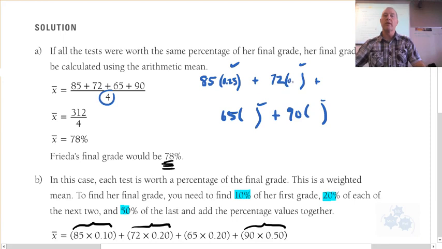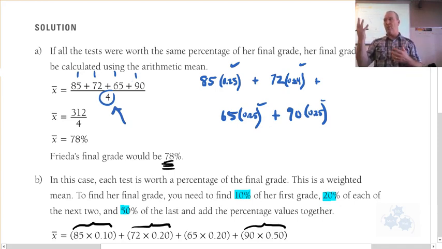0.25. So look at this. 4 tests that are equally weighted, each would be worth 25%. You see that? So really, this is like saying all of these tests are equally weighted, and each of them has a quarter of the total weighting, because there's 4 of them.